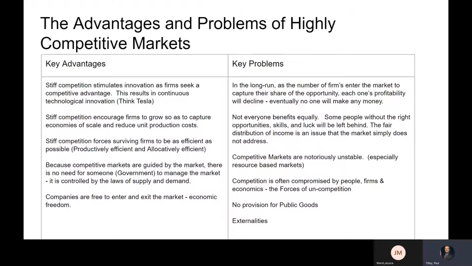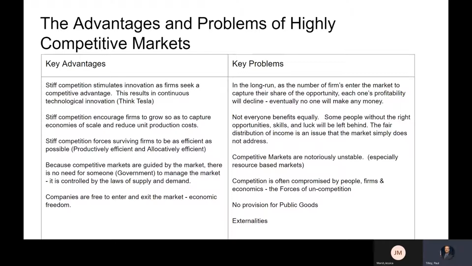Stiff competition forces surviving firms to be as efficient as possible. You've got to be productively efficient, meaning the use of technology, people, and capital has to be very well considered, and allocatively efficient, meaning that the dollars are spent wisely. Also, because competitive markets are guided by the market, there's no need for anyone to be involved. That's a very important takeaway too.